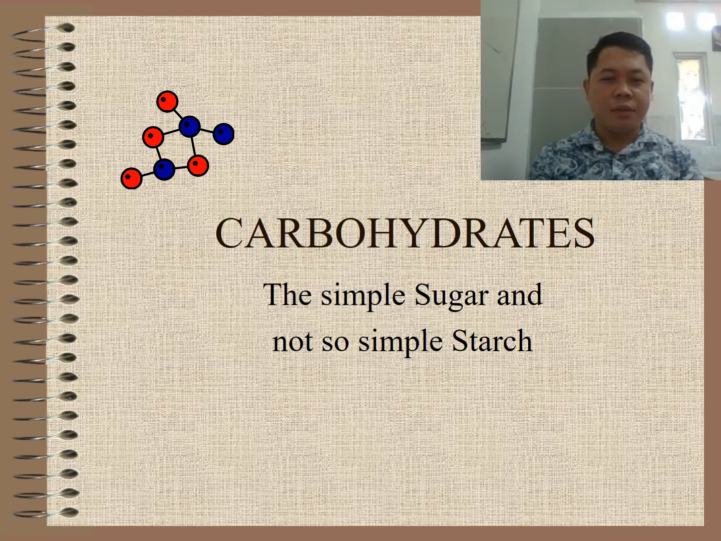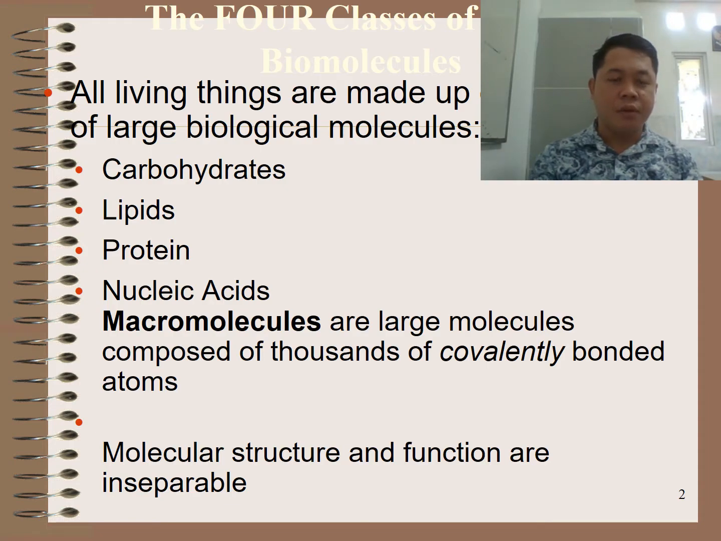Carbohydrates, the simple sugar and not so simple starch. All living things are made up of four classes of large biological molecules: carbohydrates, lipids, protein, and nucleic acids. Macromolecules are large molecules composed of thousands of covalently bonded atoms. Molecular structure and function are inseparable.